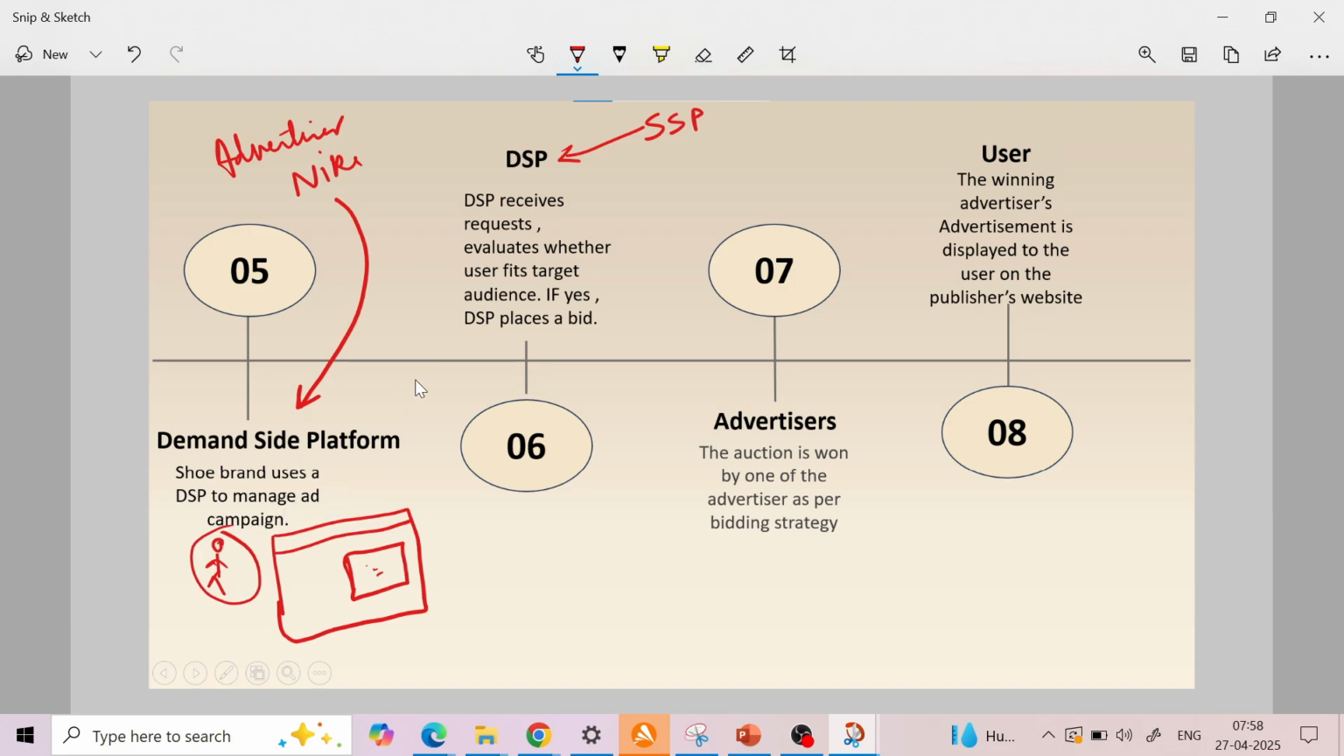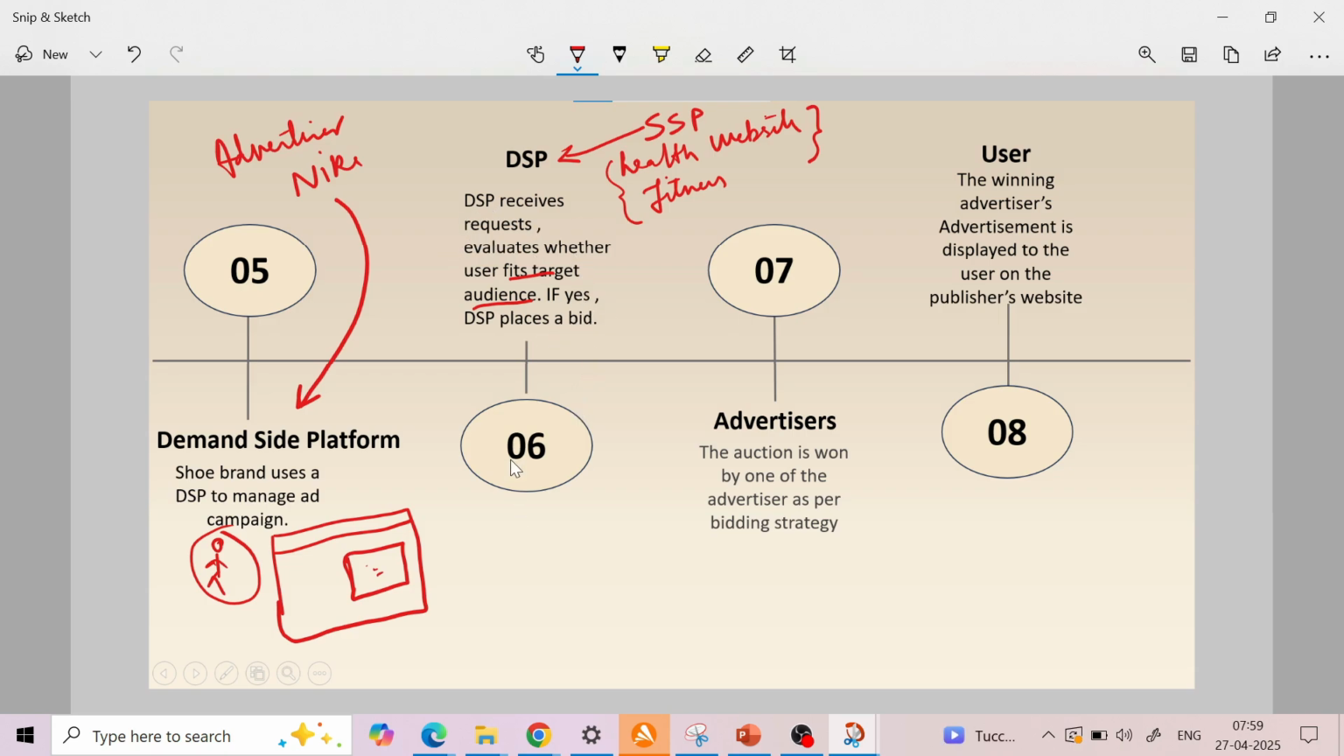For example, it can say this website is a health-related or fitness-related website, and it will also send some information about whether this user has, in the past, done some searches related to fitness. Considering all this metadata about the user and the website, the DSP will decide whether this user fits its target audience of fitness enthusiasts. If yes, then the DSP will place a bid on behalf of Nike.